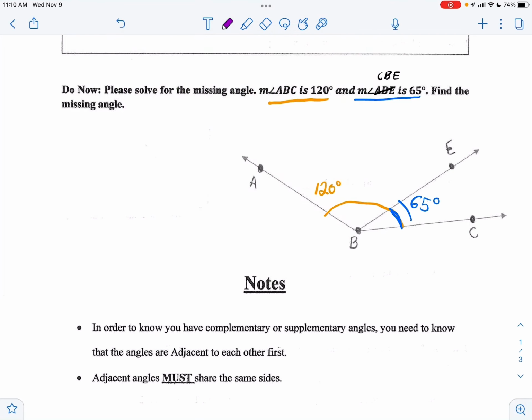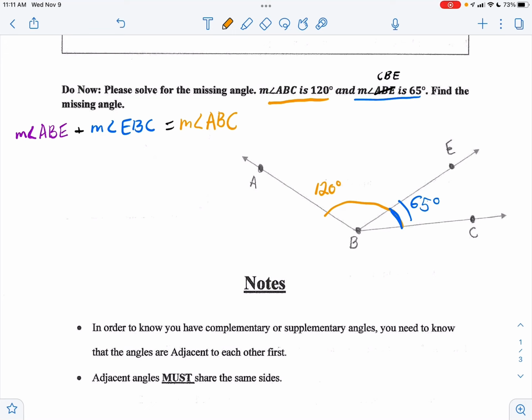You should have written this statement. Measurement angle ABE plus measurement angle EBC equals measurement angle ABC, right? 2 parts, part 1, 1 small part, another plus another small part equals the whole.